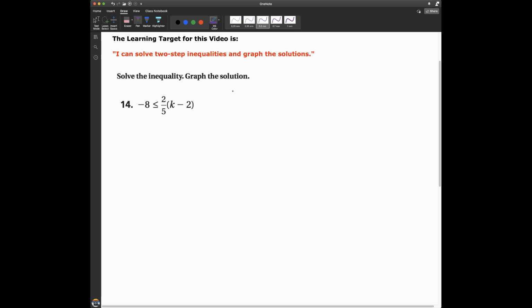So the first way is, let me write this down, -8 is less than or equal to 2/5 times k minus 2. So on this side, this is a product, the product of two factors, 2/5 and k minus 2. And remember, this is a fraction times k minus 2.